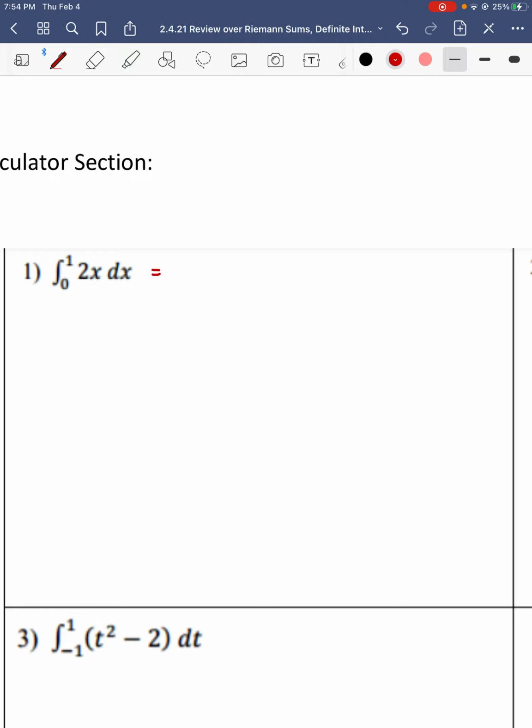Okay, so for this first one, we are using the first fundamental theorem of calculus. So we're going to take the antiderivative here, which is 2x squared divided by 2, and we're going to evaluate it from 0 to 1. Now notice the 2's here cancel out, so we're just left with x squared evaluated from 0 to 1, which would be 1 squared minus 0 squared, which just comes out to 1.